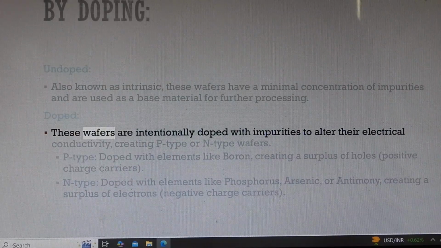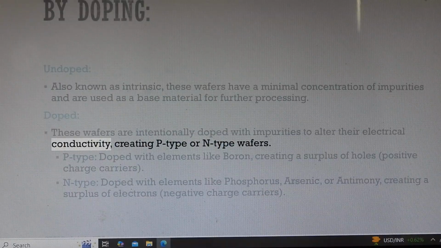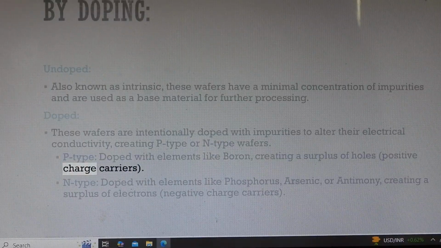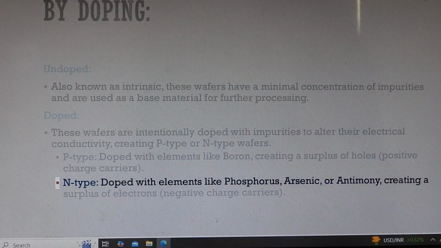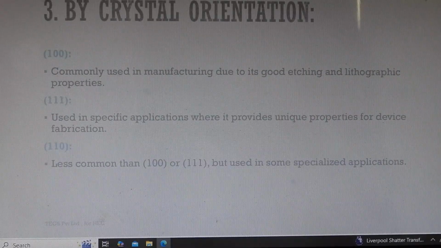These wafers are intentionally doped with impurities to alter their electrical conductivity, creating P-type or N-type wafers. P-type is doped with elements like boron, creating a surplus of holes, which are positive charge carriers. N-type is doped with elements like phosphorus, arsenic, or antimony, creating a surplus of electrons, which are negative charge carriers.